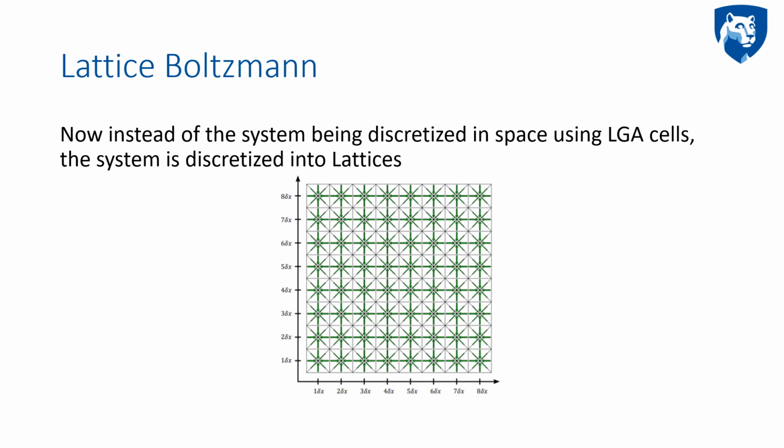So now, instead of using the lattice gas automata cells to discretize our system, we'll be using lattices like the one I just showed you to discretize our system. An example of doing that is shown here. This is our space, and you can see that we have divided it into D2Q9 lattices like this.